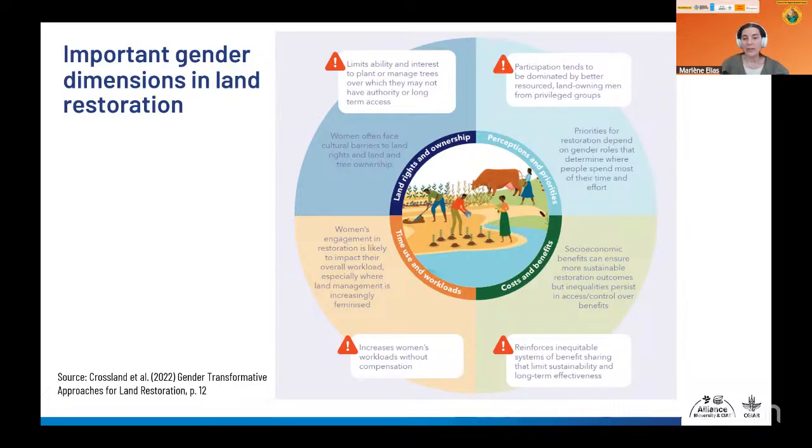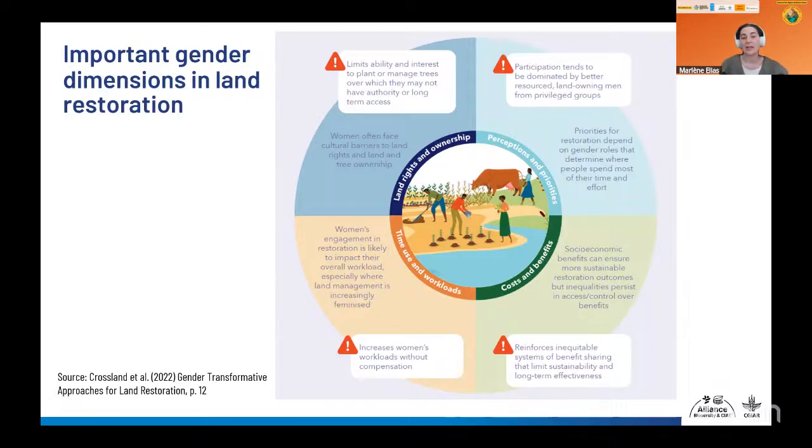The second one here is around costs and benefits related to restoration. So the need to establish equitable systems of benefit sharing to reduce rather than accentuate what might be already existing inequalities in access to resources and to benefits. And if you move to the bottom left here, we've got a component related to time use and women's workloads. And this is really to recognize that, you know, women make important contributions to restoration, but they also have heavy workloads.